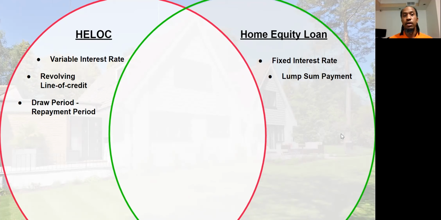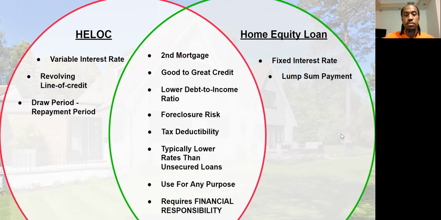But with a home equity loan, if you want to take out $60,000 or $50,000, you will get all of that money in one lump sum up front, and then you pay it back in principal and interest over time. So that is how that works with the home equity loan. Some of the things that are shared between the two: this is a second mortgage on your home.